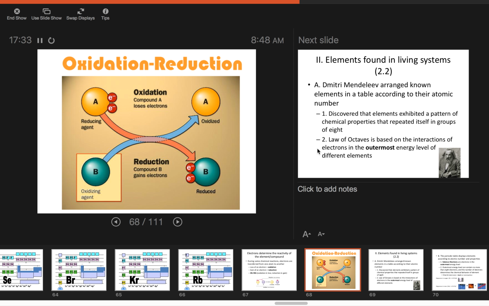OIL. And then down here, they flip it. Maybe you should just forget this slide. Because what they're doing is, B gains the electron, so it's being reduced, but it's the oxidizing agent because it's causing A to lose its electrons. It's the reason why A lost the electrons. Yeah, just forget it. Just remember OIL RIG.